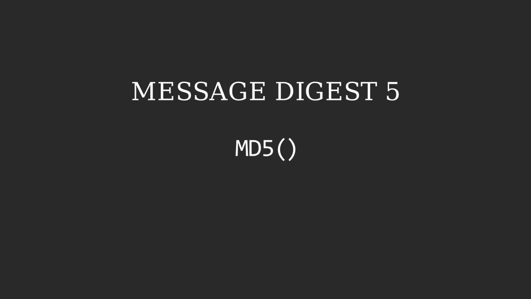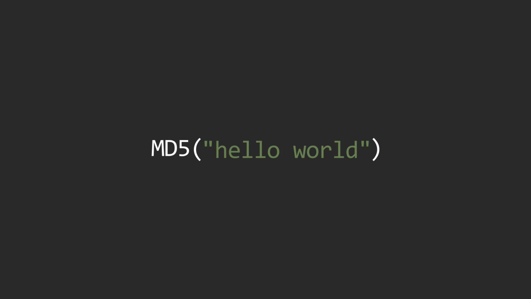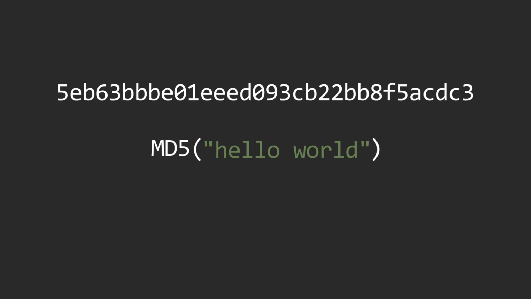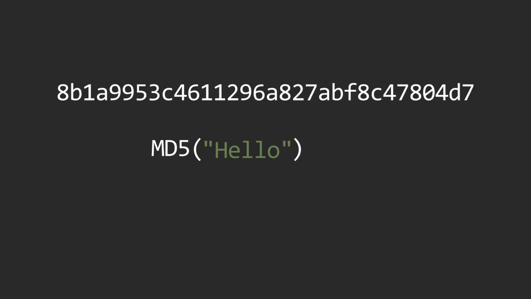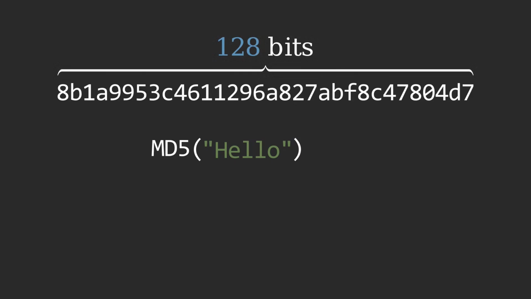MD5 stands for Message Digest 5, and what it does is it takes in a message and outputs a summary, called a digest, of the message. Change the message by even one character, and the digest is supposed to be completely different. The message can be any length, but the digest will always be exactly 128 bits, which we think of as 4 32-bit integers.